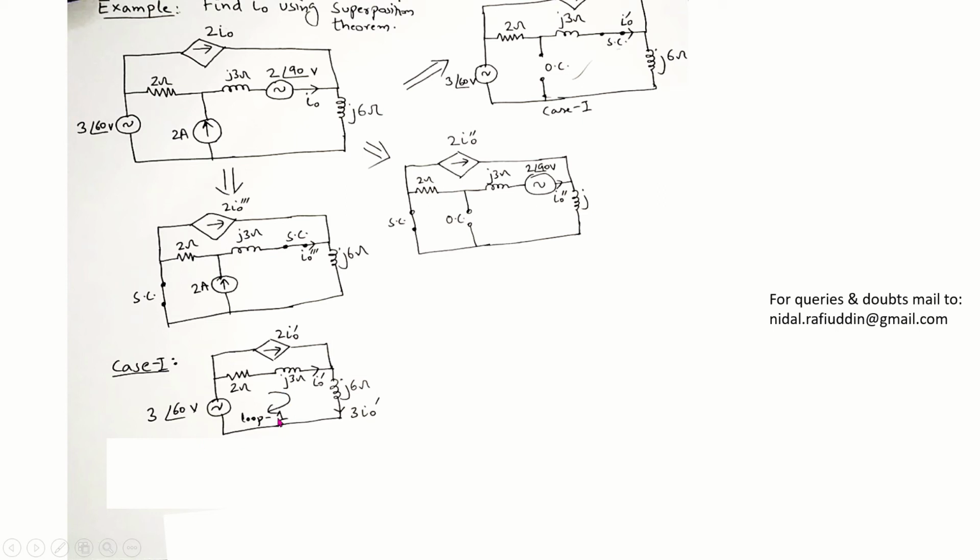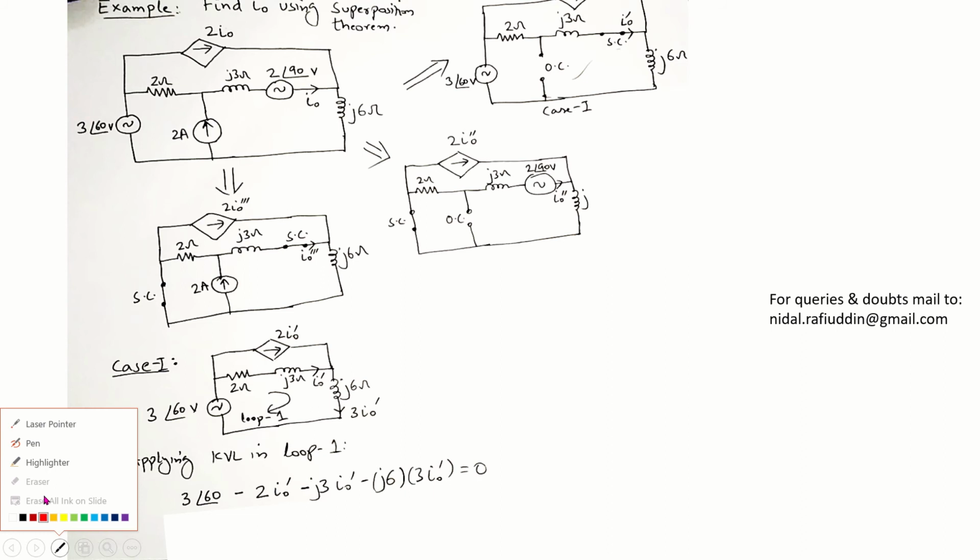Now I will be applying KVL in this particular branch, the loop 1. Before applying KVL, it's important to understand that since we are dealing with AC circuits, for half a cycle you'll have this particular terminal as positive and this as negative. For the next half cycle, this will become negative, while this will become positive. So we have alternating or switching polarities of these voltage sources.